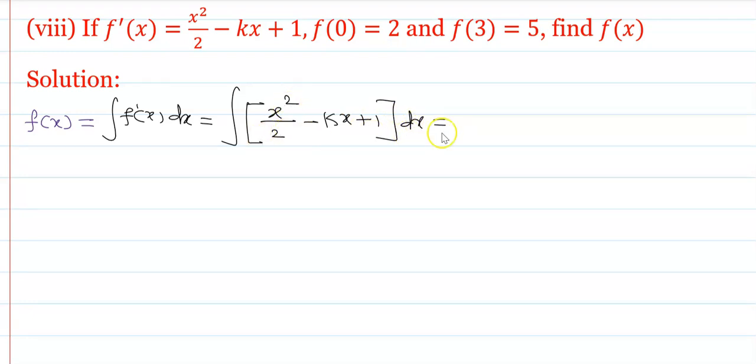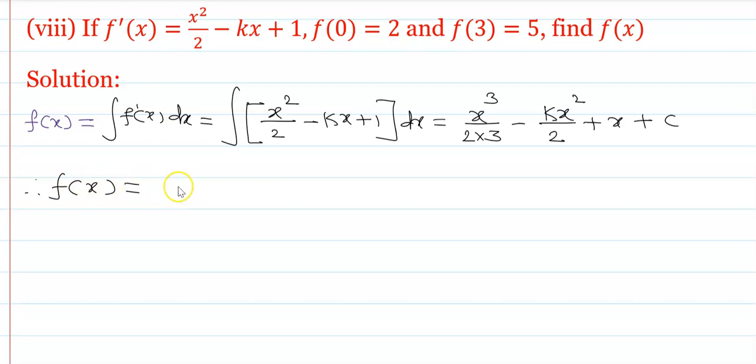Now the integral of x square upon 2 is x cube upon 3 into 2, that is 2 into 3, minus k x square upon 2 plus x and plus c, and therefore the f of x is equal to x cube upon 6 minus k x square upon 2 plus x plus c.